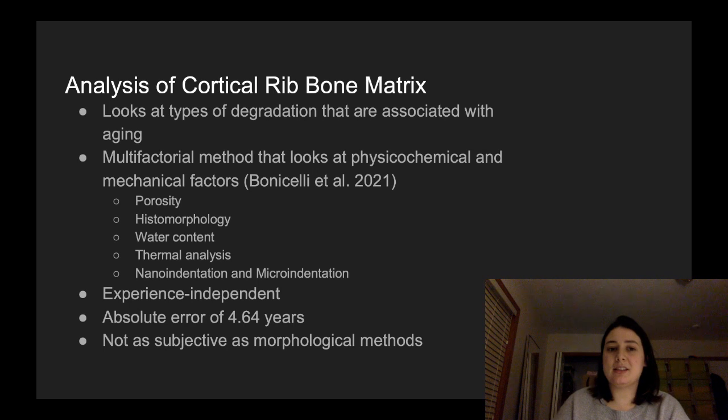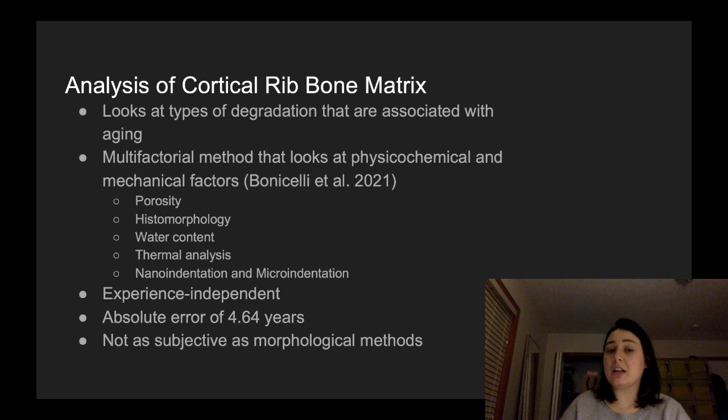Another method for analysis is the analysis of cortical rib bone matrix. This really looks at multiple methods, so it's a multifactorial method, and it looks at the physicochemical and mechanical factors that are present in rib bones. Again, they're looking at the degradation of the bone. Theirs looked at porosity, histomorphology, water content, thermal analysis, and nanoindentation and microindentation. So a lot of different features that are associated with the aging process.